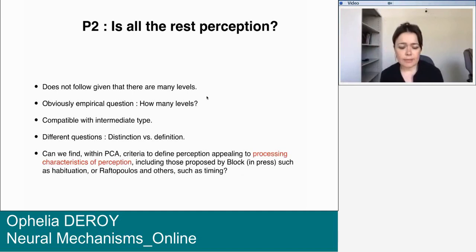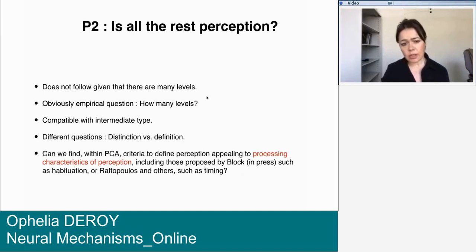Now, I really don't want to minimize the importance of this question. There are many accounts on the market that could be accommodated within what I want to do, that is, something that sticks to processing characteristics and could still provide us with ways to check which of these levels we want to characterize as perception and which we might not want to characterize as perception.